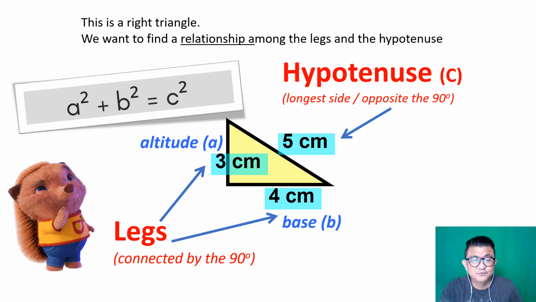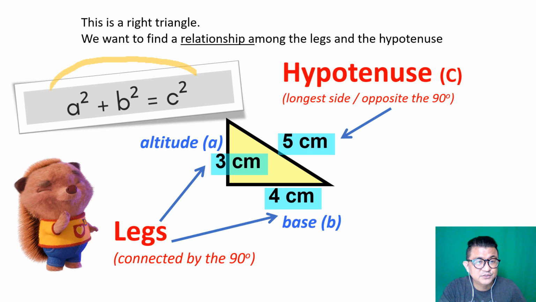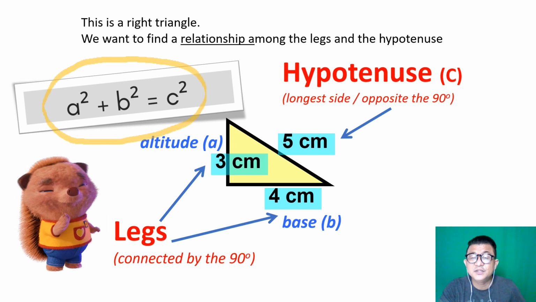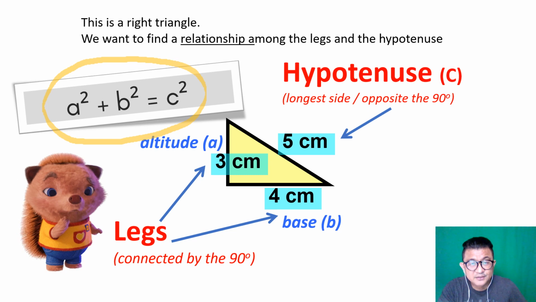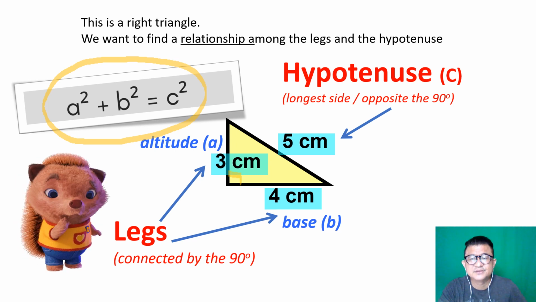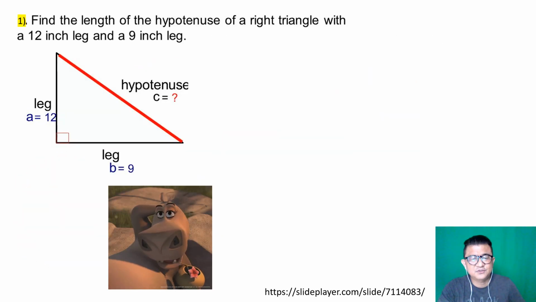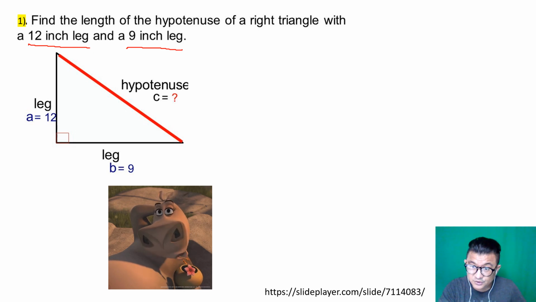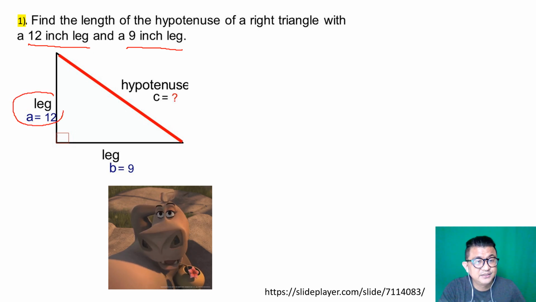And we remembered from the previous lesson, we always square each of it first. A squared plus B squared equals C squared. And remember, here is the 90 degrees. Now, let's try to solve a problem by modeling. Find the length of the hypotenuse of a right triangle with a 12-inch leg and a 9-inch leg. So there was a drawing given for you. The leg is already a 12 and the other leg is 9. Obviously, the longest side is missing.